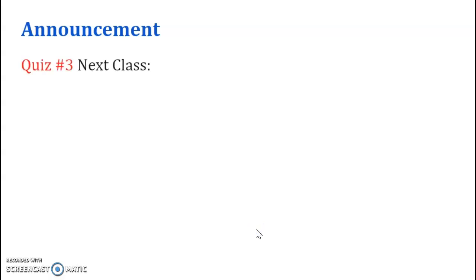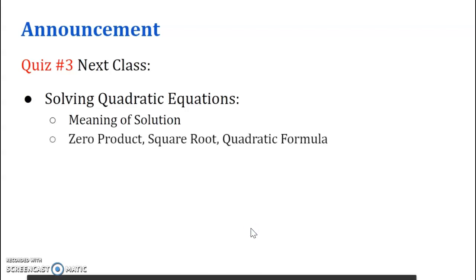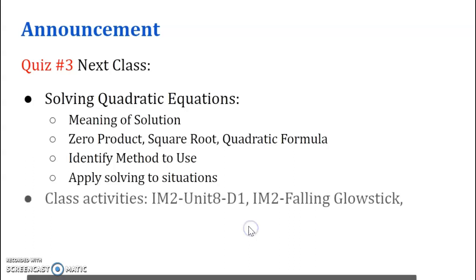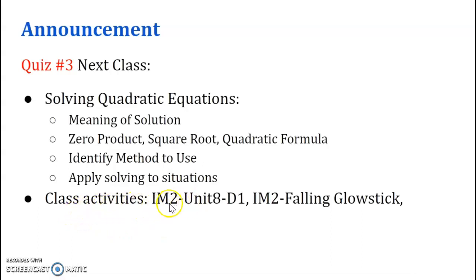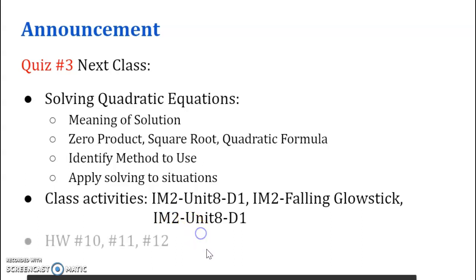Starting with some announcements. Next class, you're going to have quiz number 3. It's going to be on solving quadratic equations. It will test you on meaning of solutions, zero product, square root, quadratic formula, and identify which method to use, and applying solving to situations. So you should be very familiar with the class activities, the Desmos activity, IM2 Unit 8, Day 1, and the following glow stick, and today's Desmos activity. Also, homework number 10, 11, and 12.